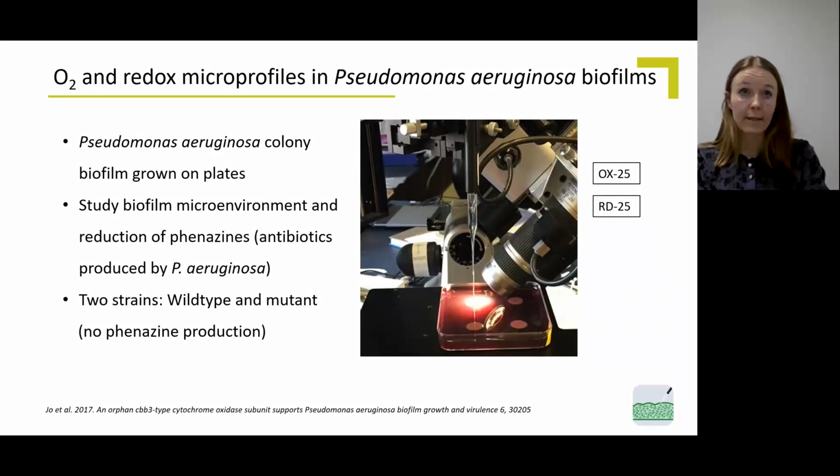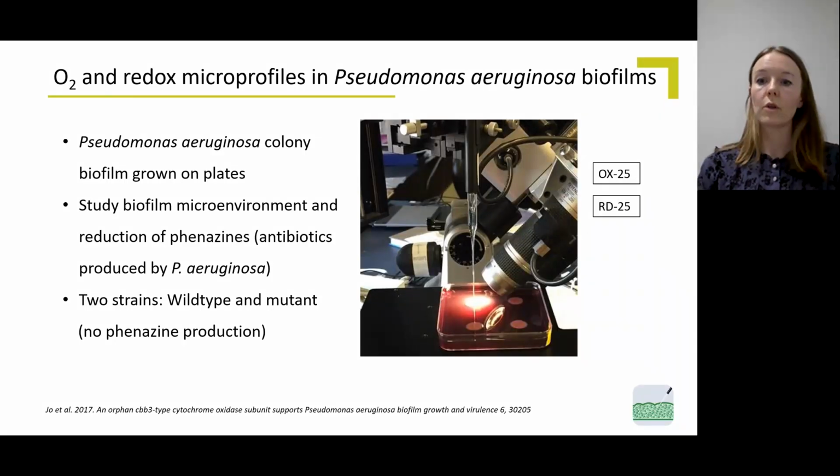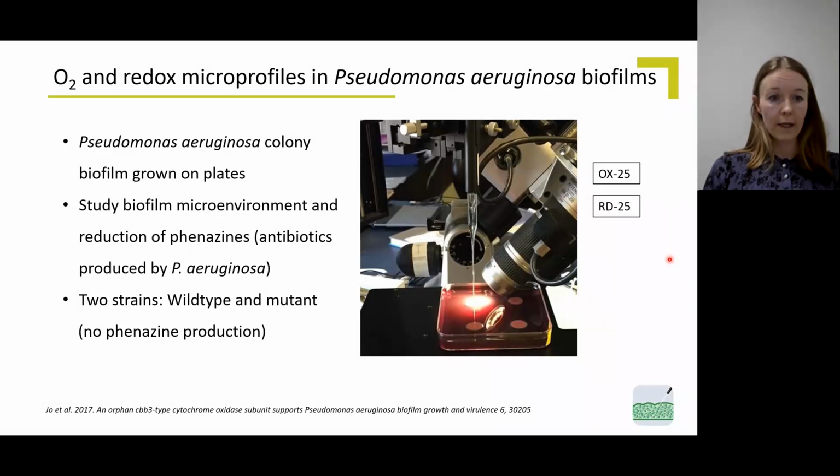Okay, so in the next example here, the researchers grew Pseudomonas aeruginosa colony biofilms on plates. You can see them over here as these red spots. And they used the oxygen sensor and the redox electrode with a tip size of 25 micrometer to make microprofiles in these colony biofilms. The authors studied the microenvironment and the reduction of phenazines, which are a type of antibiotics and an electron acceptor produced inside of the bacteria.